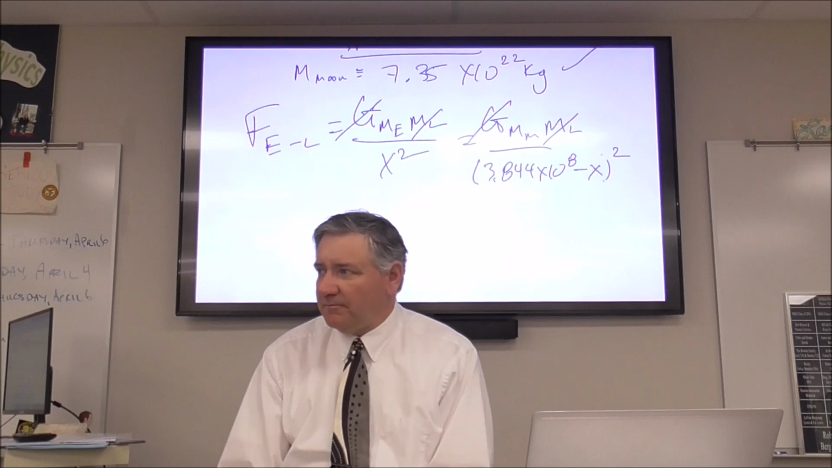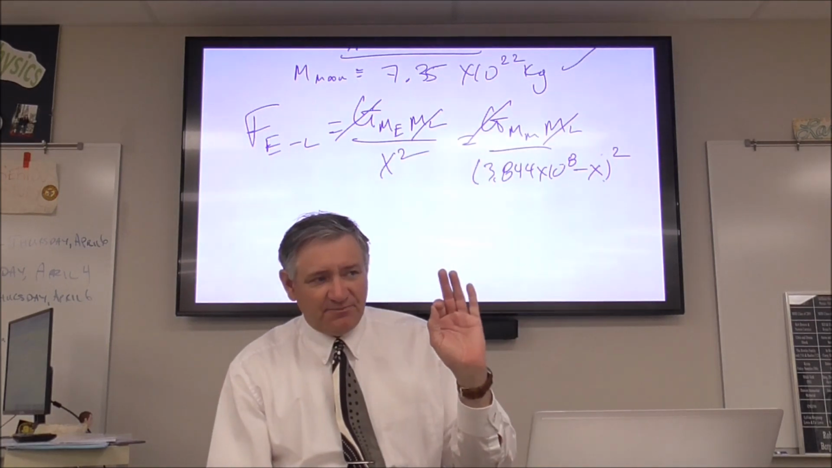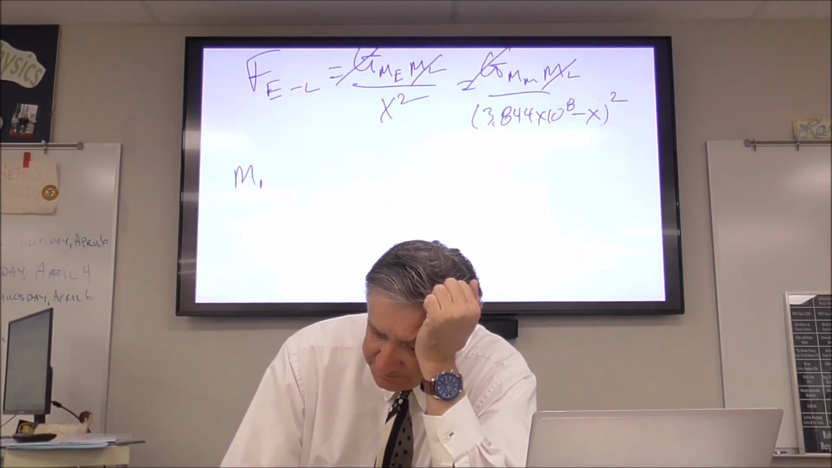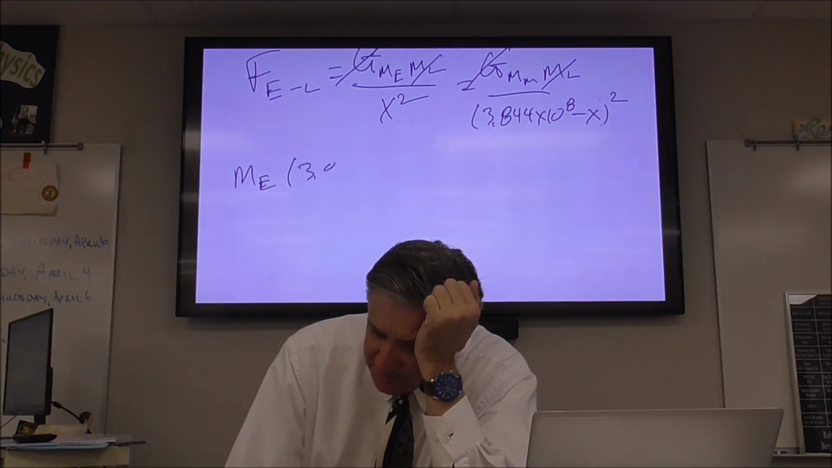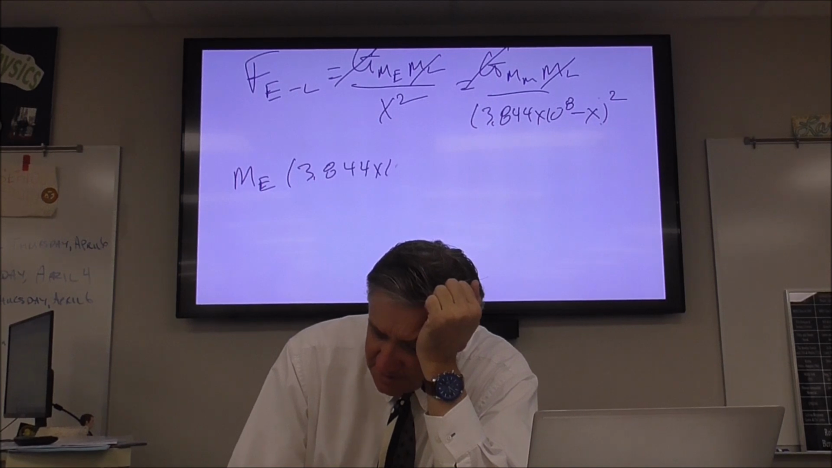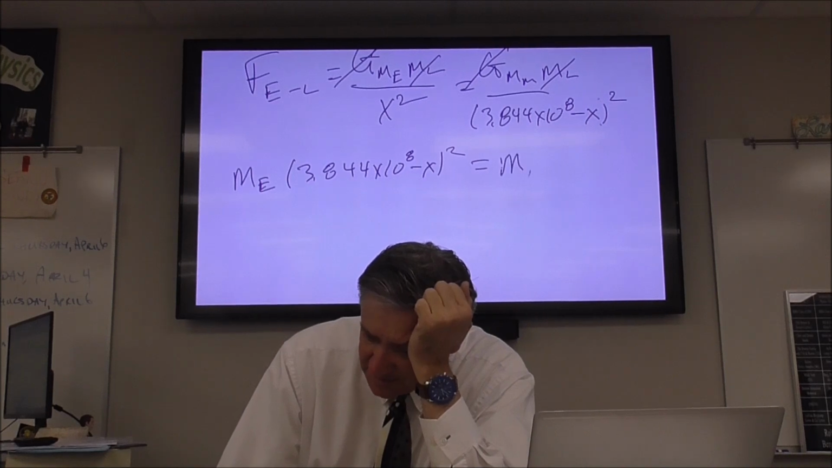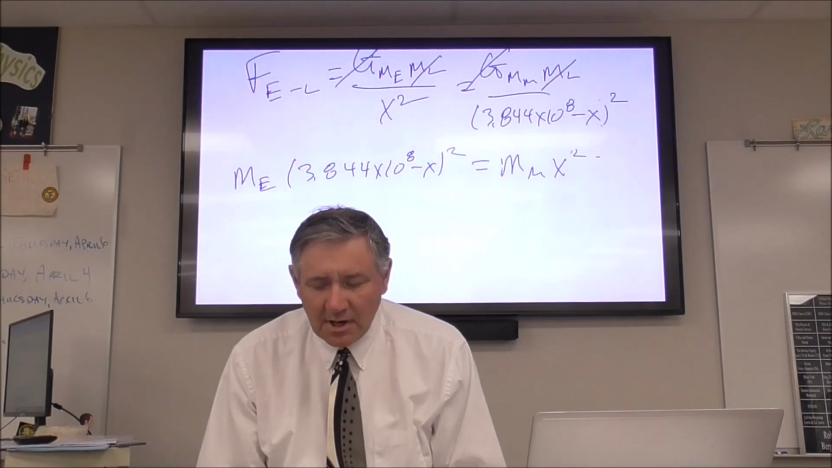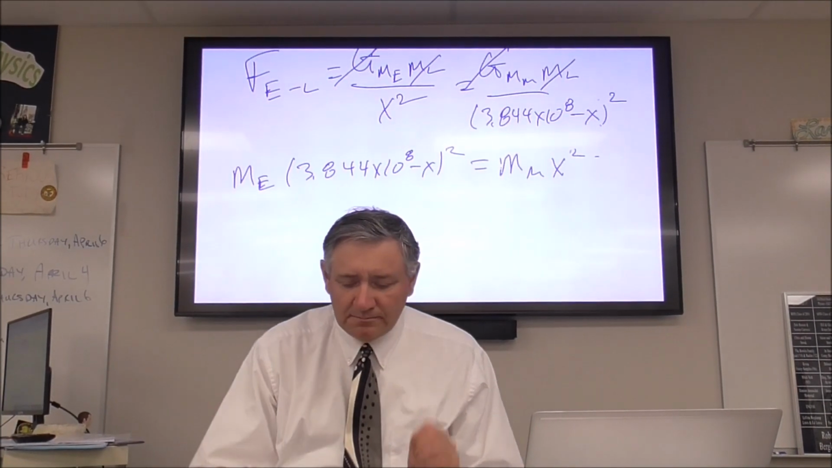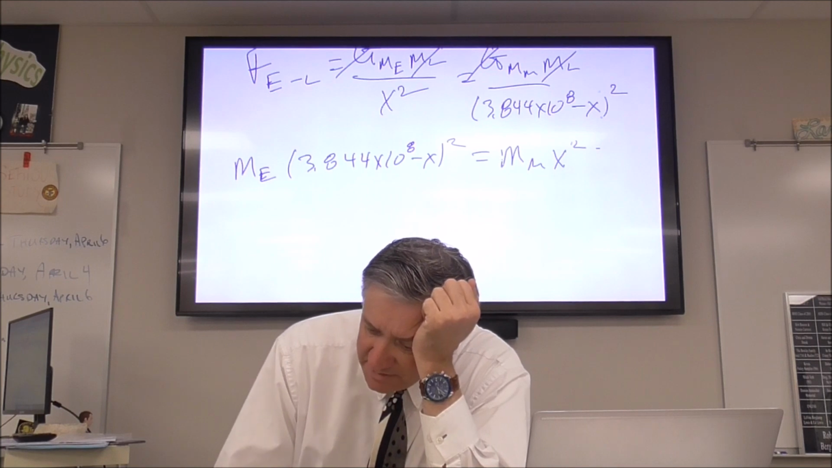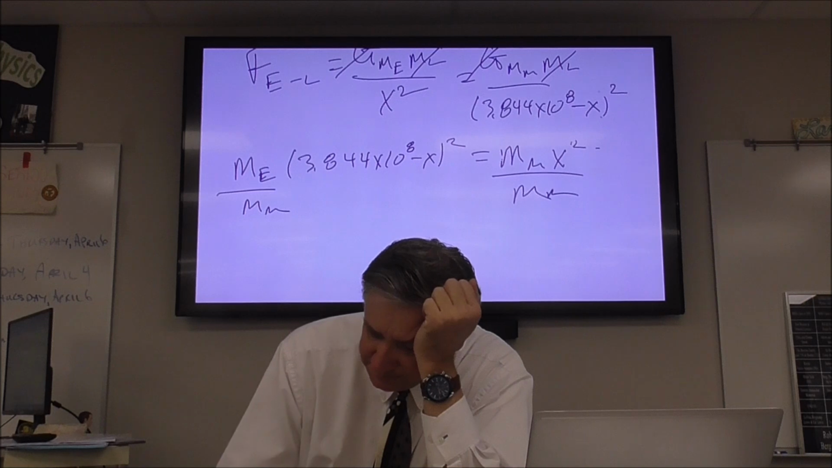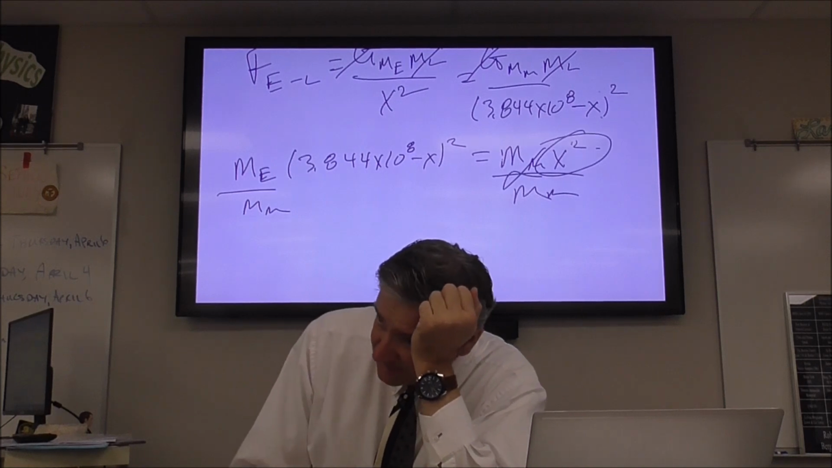Okay? There we go. Now, at this point, I hate fractions, so I'm going to cross multiply. So I'm going to take the mass of the Earth times 3.844 times 10 to the 8th minus x squared equals the mass of the moon times x squared. Now, I want to simplify this at this point. So I want to divide both sides by the mass of the moon. That's just going to leave me with x squared.